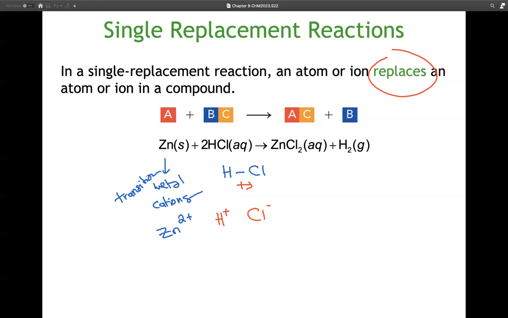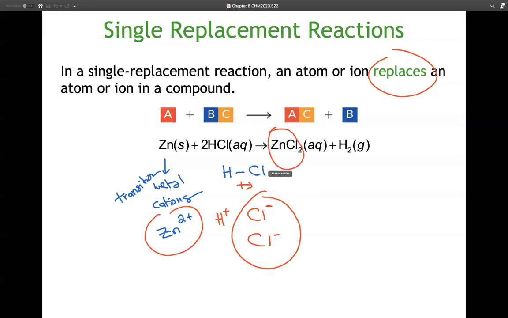Now, if we know that chlorine carries a -1 charge and zinc is a +2, that's why we need 2 chlorines per 1 zinc. So that's why the product is zinc chloride with 1 zinc atom and 2 chlorine atoms. And then hydrogen is one of the diatomic molecules, so it exists in nature as H2, and we write it as hydrogen gas.